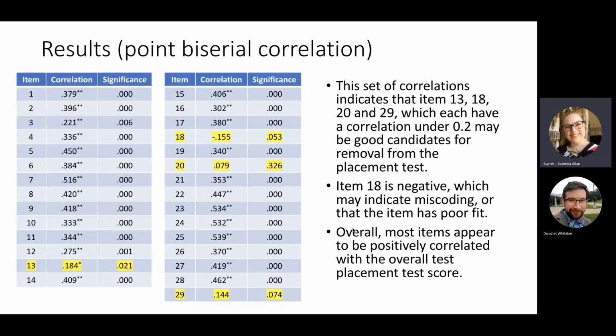Now we're going to look at some item level statistics. Point biserial correlation is used to measure the association between getting an item correct and the rest of the test score excluding that item. Four of the items have correlations close to 0, indicating that they should be investigated further and possibly removed from the test. Overall, most items appear positively correlated with the overall placement test score, which is good.